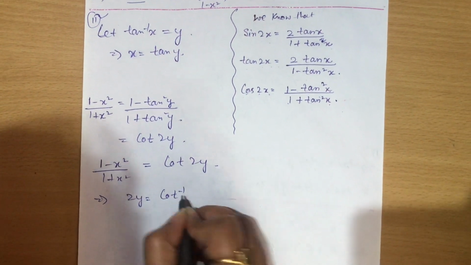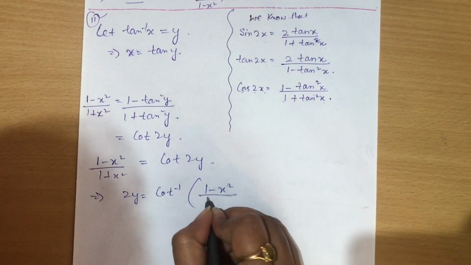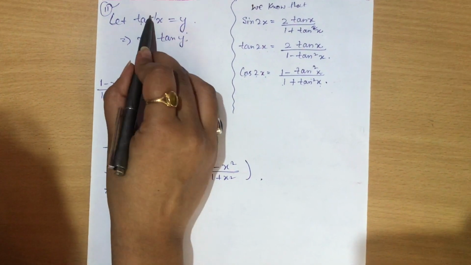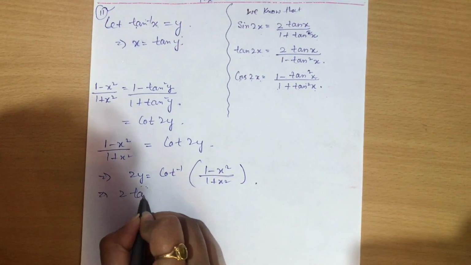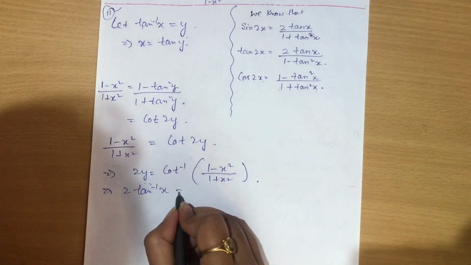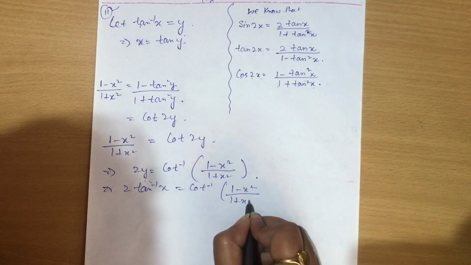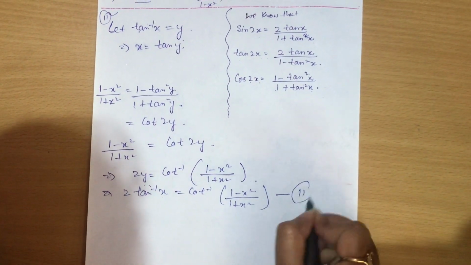Your 2y is cos inverse of (1 minus x square) upon (1 plus x square). And what is your y? Y is tan inverse of x. So you have to write 2y is equal to what? 2 tan inverse of x. And this is equal to cos inverse of 1 minus x square upon 1 plus x square. This is the proof of property number second.